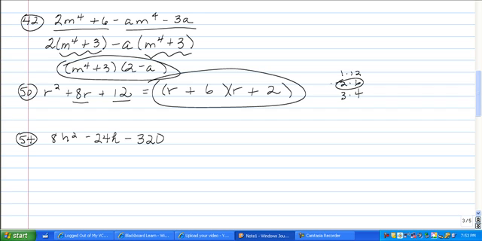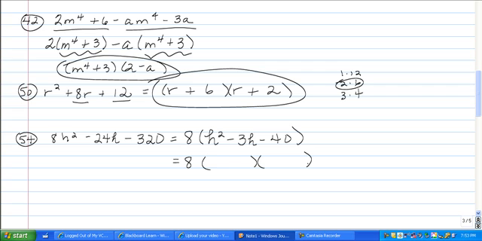And of course there's the one that works. Alright, this one we're supposed to factor completely, so we have to factor out an 8 to begin with. Minus 3h minus 40. Alright, can we factor this any further?